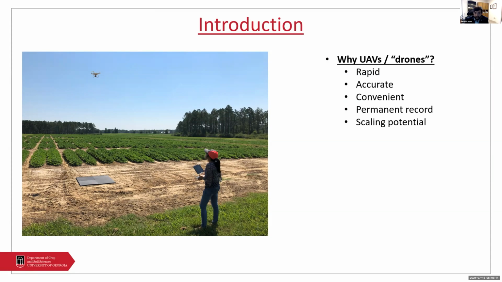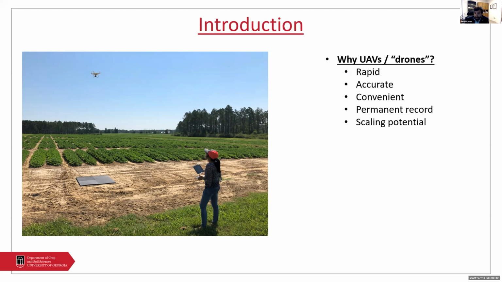So Richard already described a lot of the interest for using UAVs and phenotyping for breeding. Some of those include, because it's very rapid, potentially more accurate than what we can do from the ground. It's convenient. Once you image a field, you have a permanent record that you can go back and reanalyze as methodologies improve. But the thing that really excites me about the potential for UAV-based phenotyping and high throughput phenotyping is the scaling potential. As a plant breeder, we only have time in the day to look at a couple hundred plots or a few hundred plots.